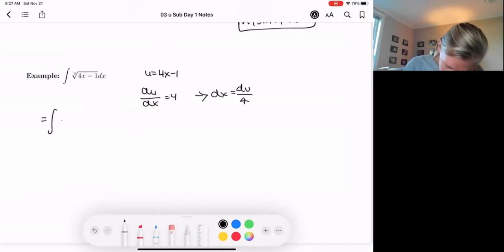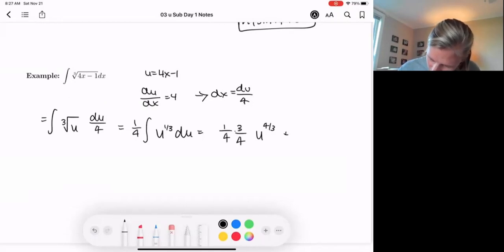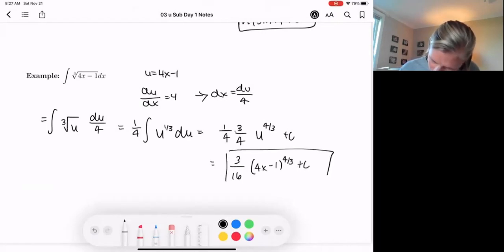So when I rewrite this integral, I have the cube root of u times du over 4. Du over 4 is 1/4 du, so I'll pull that 1/4 out. The cube root of u is u to the 1/3. So the antiderivative is u to the 4/3 times 3/4 out front, plus c. So this gives me 3/16 times (4x minus 1) to the 4/3 plus c.